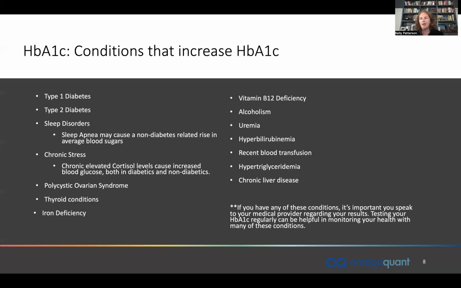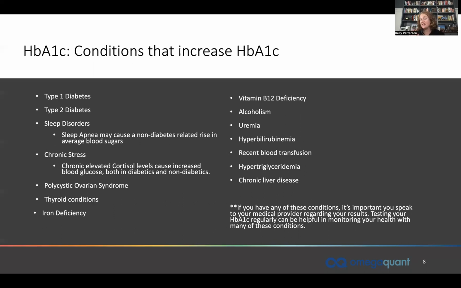Diseases and conditions like polycystic ovarian syndrome and thyroid conditions, those are both hormonal disorders. So once a rock has been thrown into our hormonal feedback loops, whether it be the thyroid hormones or our sex hormones, a lot of different systems can be thrown off, and one that is often thrown off because of its relationship to the hormonal system is blood sugar. Iron deficiency, B12 deficiency, those can cause raises in A1c. Alcoholism can cause raises and decreases depending on the severity. Things like uremia, hyperbilirubinemia, recent blood transfusions, hypertriglyceridemia, and chronic liver disease.